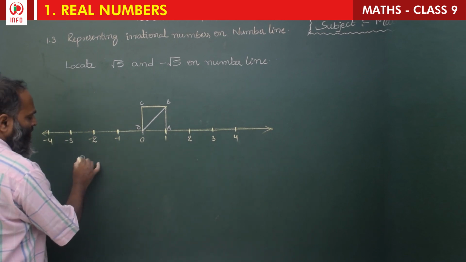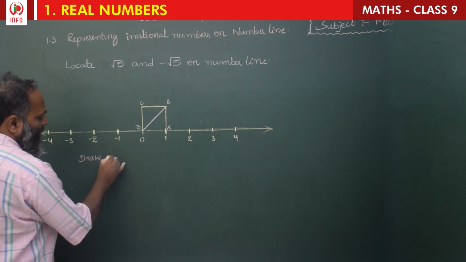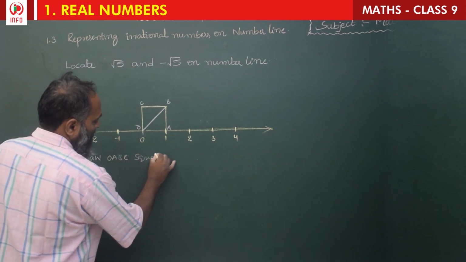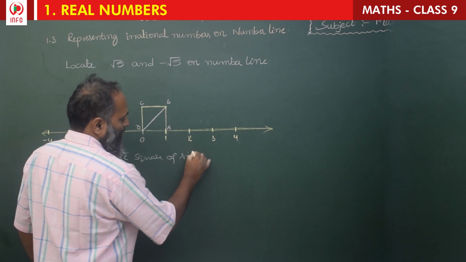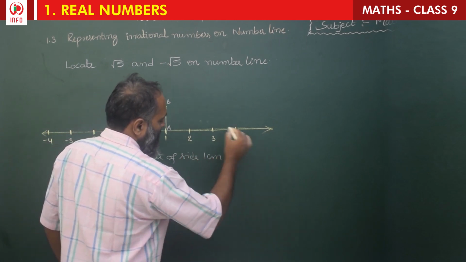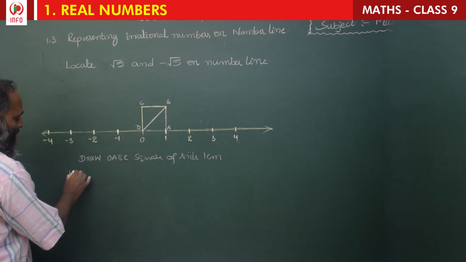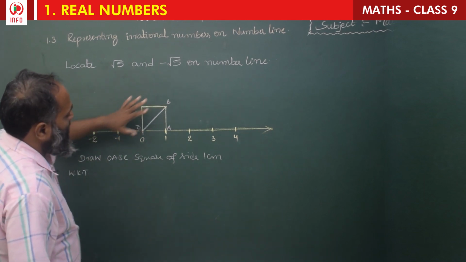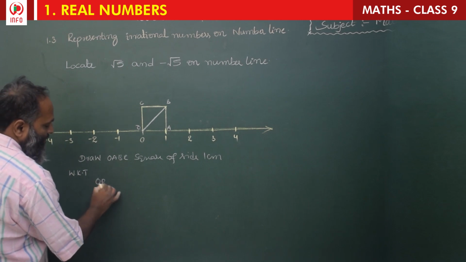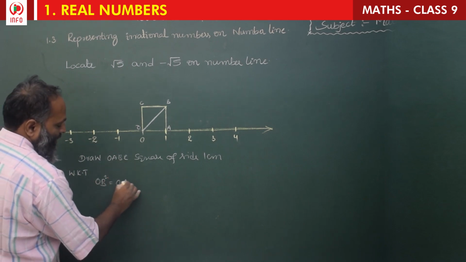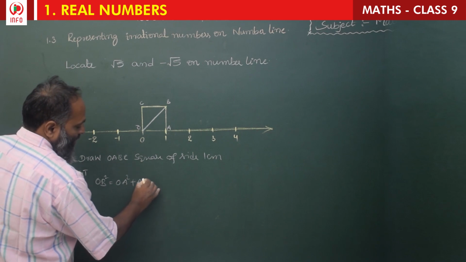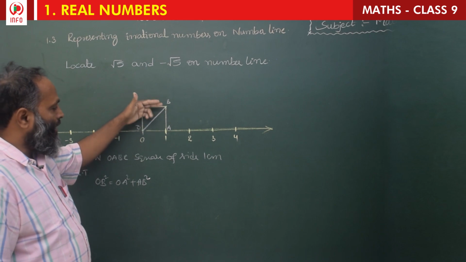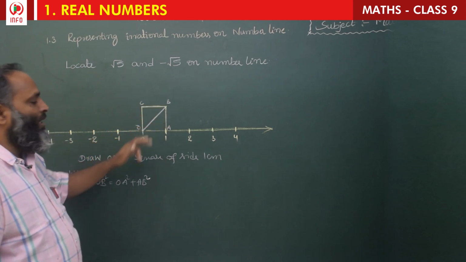So draw OABC, a square of side 1 centimeter. So we know that OB square is equal to OA square plus AB square. So OB square, the hypotenuse square, is equal to the opposite square, that is OA square, plus the adjacent square, that is AB square. So this is a right angle triangle, and the hypotenuse is found from the opposite and adjacent.